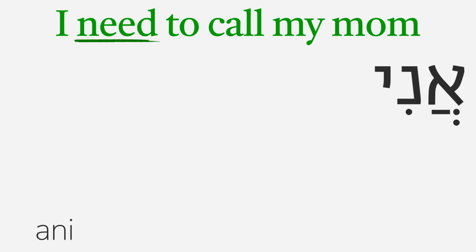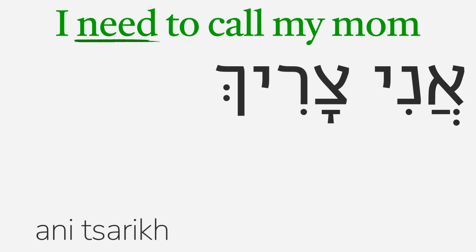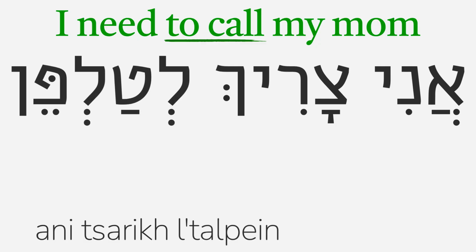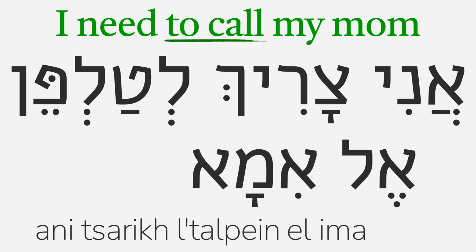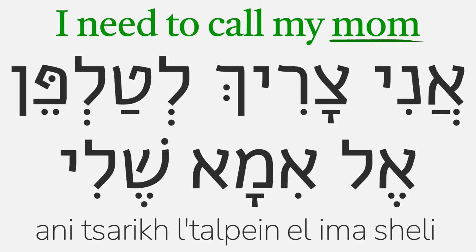Let's end today by translating the sentence, I need to call my mom, where the I is a man. I is ani, need in masculine singular form is tzarich, and to call, as in call on the phone, is letalpen. In Hebrew, the preposition el will go before whoever you're calling on the phone, which is ima, mom, sheli, of me. Ima sheli, my mom.